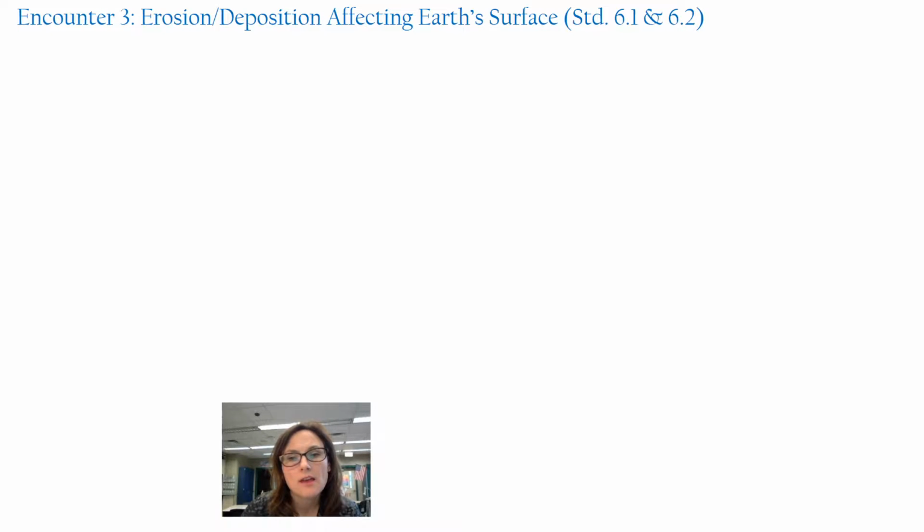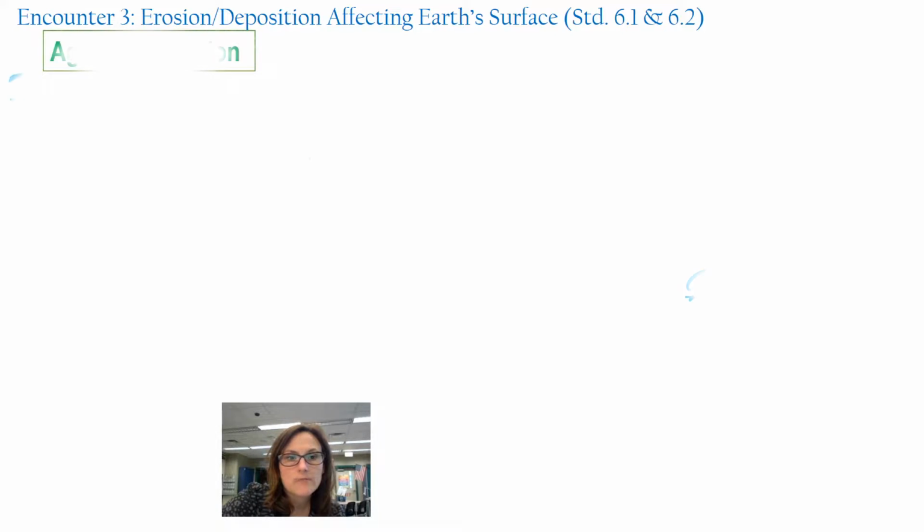All right, this is the last encounter that we're going to work on today. It's actually a combination of landforms, so 6.2, and then erosion, deposition, and weathering. Well, really, erosion and deposition is what we're going to pay attention to. So how it affects those landforms is 6.1. So we're mushing it all together and really just giving you a big overview right now.